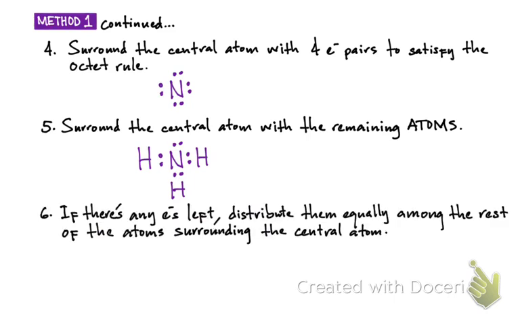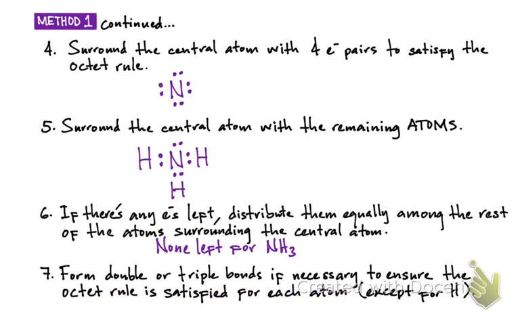If there are any electrons left, distribute them equally among the rest of the terminal atoms surrounding the central atom. In this case, we don't have any more electrons left to distribute. But if necessary, start forming double bonds or triple bonds to make sure that each atom has a total of 8 electrons, except for hydrogen, of course.